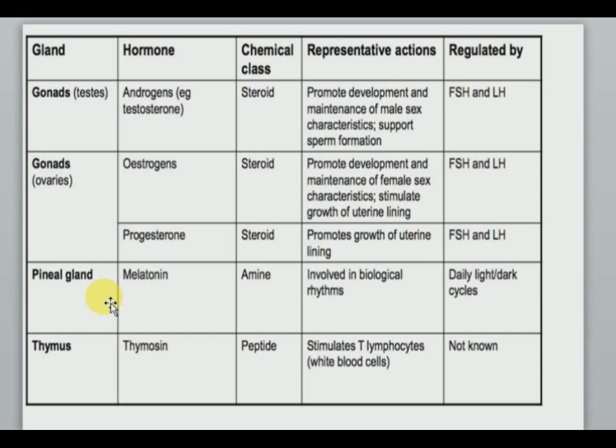We also have the thymus, which secretes thymosin, and this helps in the stimulation of T lymphocytes. All right, and here it's written not known. We have a lot of factors that regulate that, depending on some other factors that sum up to regulate secretion of thymosin. All right, here is just a little summary.